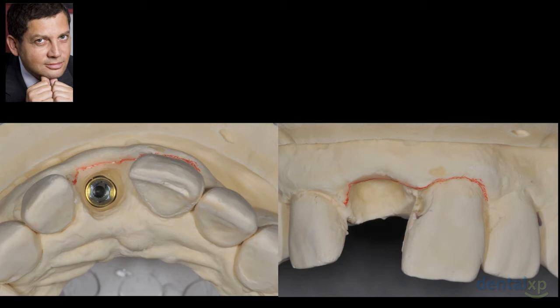So what you can see in this cast is that we are trying to mimic or emulate the gingival margin of the adjacent tooth. However, we don't try to emulate the design or the cross section of the crown when we do our emergence profile manipulation.